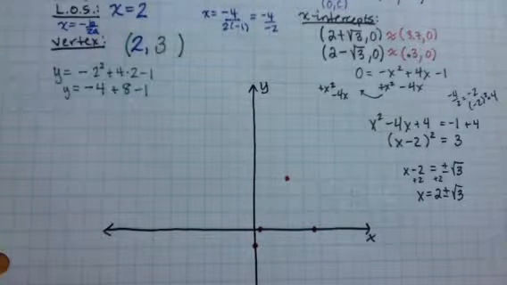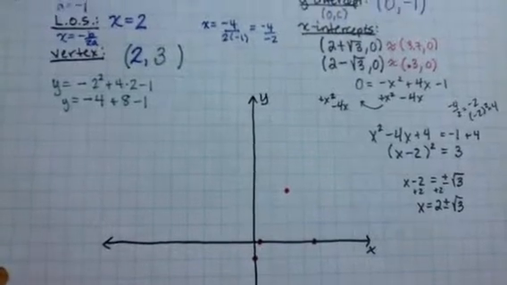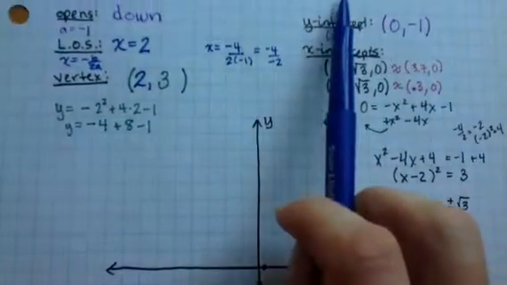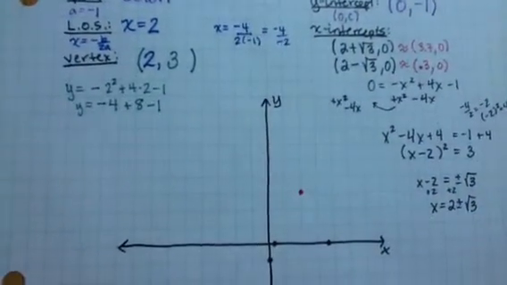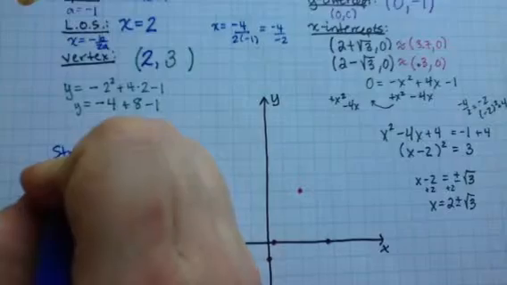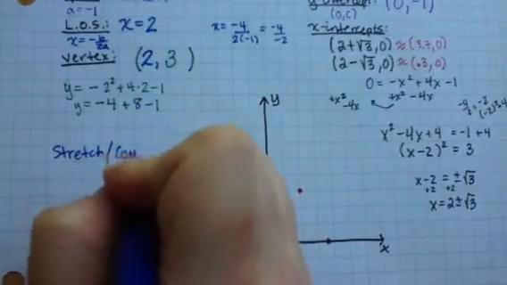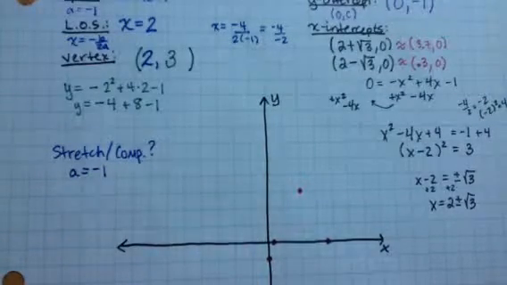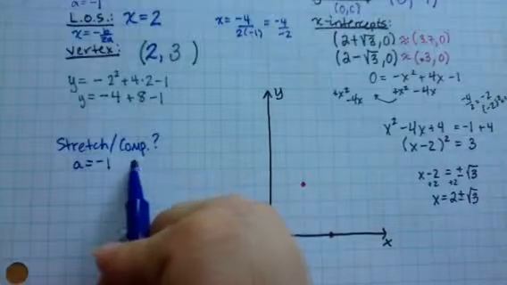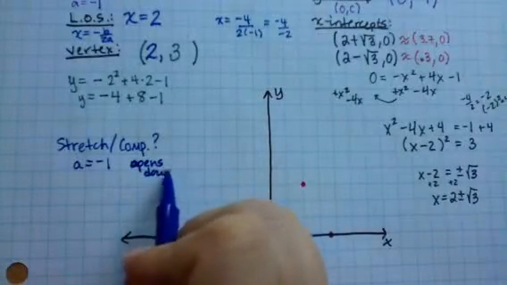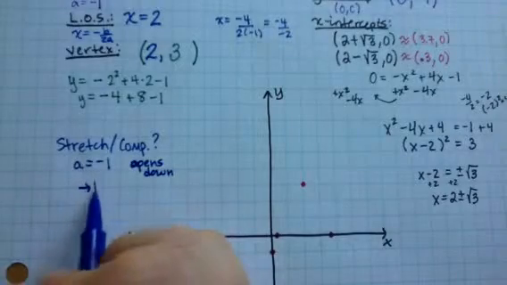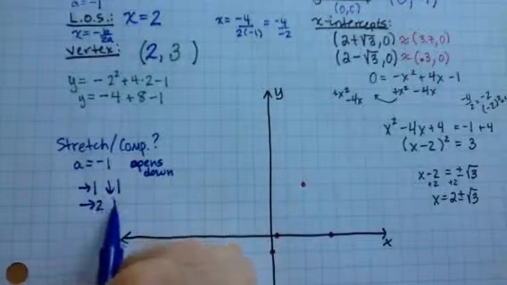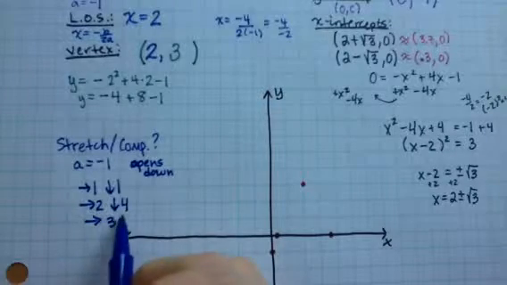Okay. That doesn't give me a whole lot of information, but remember, I'm also going to look at is there a stretch or compression, and I look at that on my leading coefficient, which is negative 1. A is negative 1, which means it's not stretching, but it is upside down, or it opens down. So my pattern is going to be over 1 and then down 1, over 2, down 4, over 3, down 9.